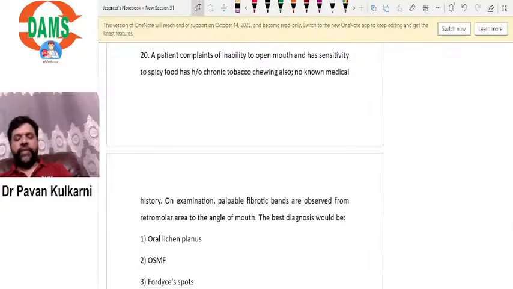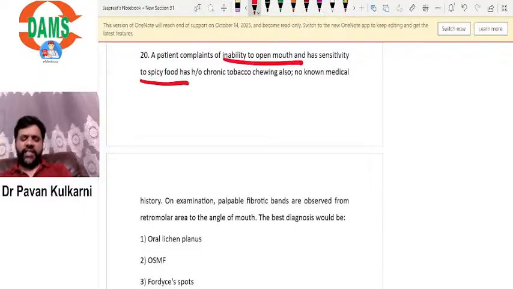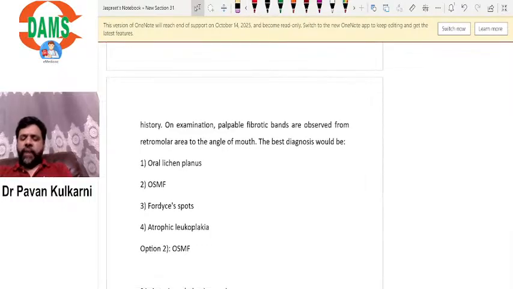A patient complains of inability to open the mouth and has a sensitivity to spicy food. Simple, trismus is there, burning sensation is there. The patient has fibrotic bands that are palpable here. The best diagnosis is OSMF. All of us know, very simple, nothing to explain. In OSMF, typically the patient complains of trismus, inability to open the mouth.